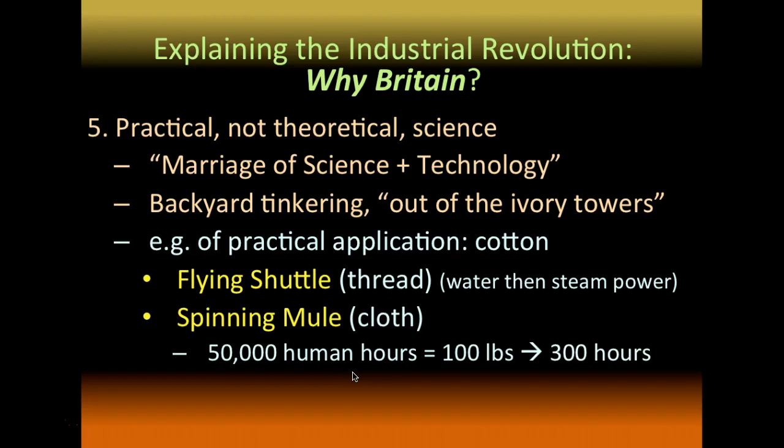And then the spinning mule turns thread into cloth. And here's one example of how important these machines were to increasing production. It would take 50,000 human hours to make 100 pounds of cloth. And with the spinning mule, it would only take 300 hours and one human to do this. 50,000 human hours would mean, say our work week is 40 hours, that would be 40 hours out of 50,000 hours to make 100 pounds of fabric. And here, with the spinning mule, it is reduced to 300 hours, which is pretty phenomenal, extraordinary.